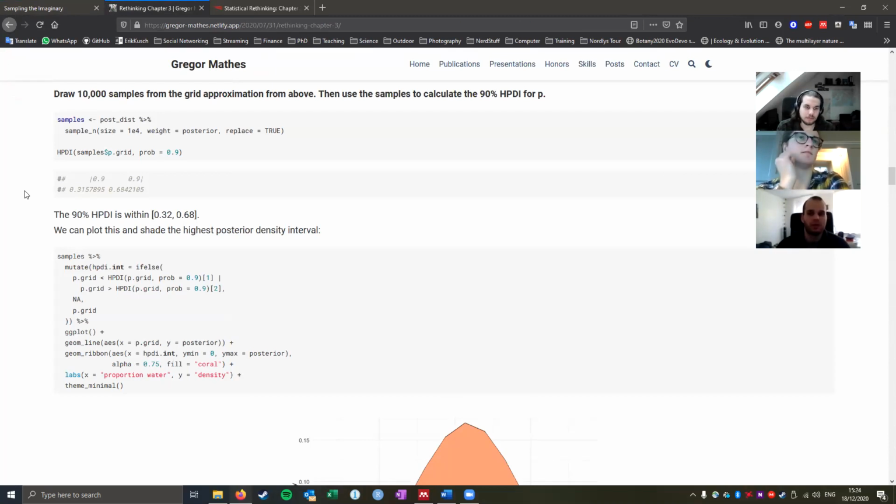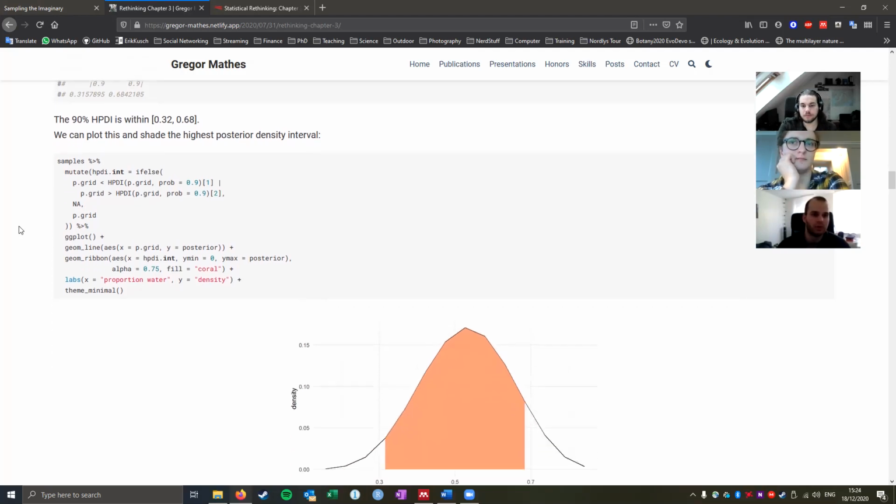So now this is no longer a problem of integral calculation. This is basically data science. You can use the HPDI function from the rethinking package with 90% posterior density, and you get these two values, 0.31 and 0.68. So the 90% HPDI is within this interval.